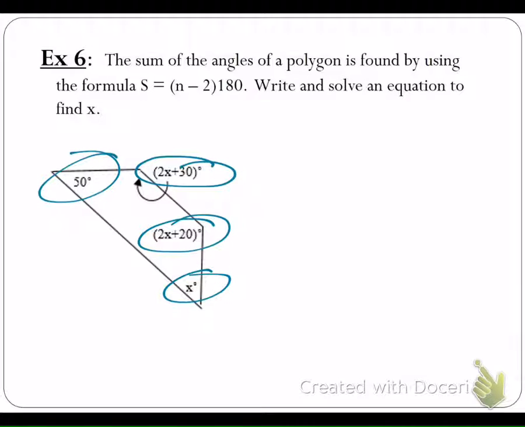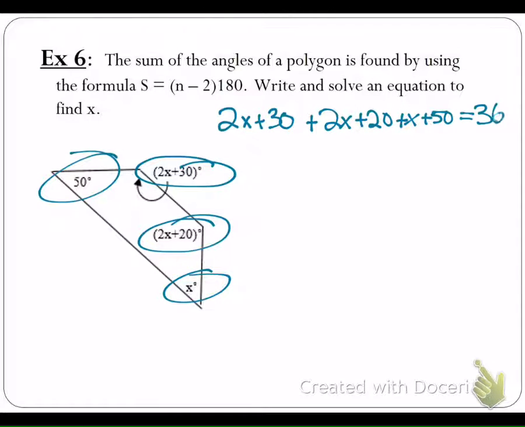So I am going to start with one of the angles. I'll start with the 2x plus 30. Then I'm going to add all the other angles: 2x plus 20 plus x plus 50. Do you see how I just wrote all those angles? Yeah. Okay, this is one of the angles. This is one of the angles. I just went around the quadrilateral. I told you that they should add to 360. So boom, equals 360.